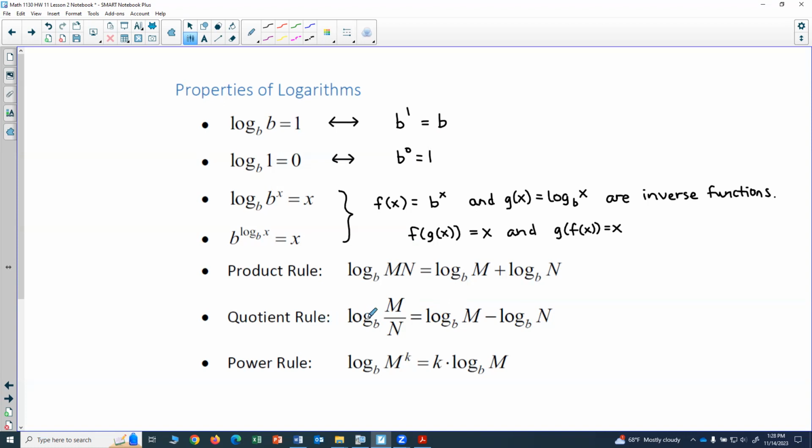The quotient rule says that log base b of m divided by n is equal to log base b of m minus log base b of n. The power rule says that if we have log base b of m to the k, then the k can actually come down in front, and we would have k times log base b of m. So exponents inside of the logarithm can come down in front. So keep these in mind. They're on the formula sheet, and you will be needing to use those to simplify logarithms.